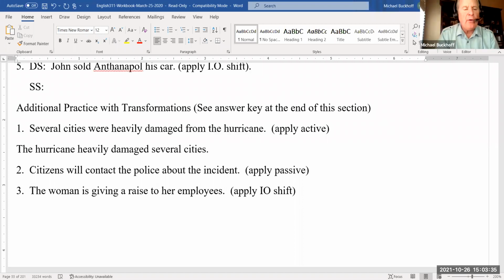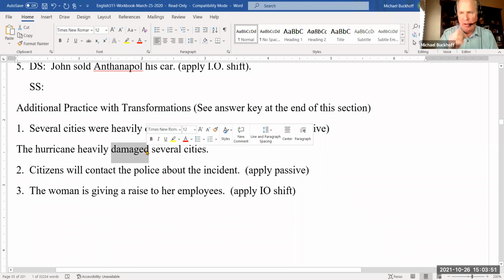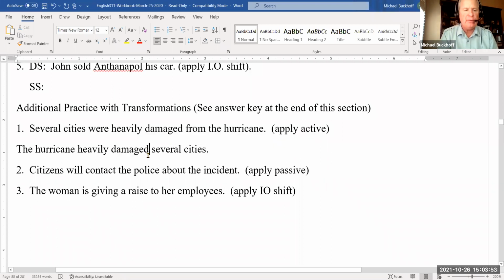So we'll say that the hurricane heavily damaged several cities is the same as several cities were heavily damaged from the hurricane. Now notice in this case, we have were, and then we have the simple past also in the main verb in the active voice version of it.